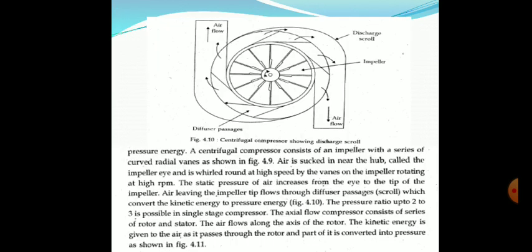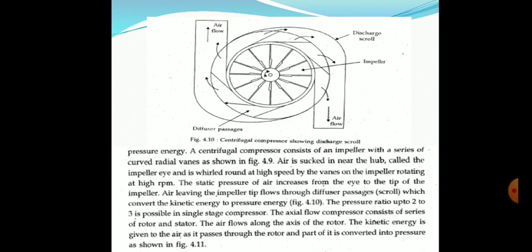pressure energy. The centrifugal compressor consists of an impeller with a series of curved radial vanes as shown in the figure. Air is sucked in near the hub, called the impeller eye, and is whirled round at high speed by the vanes on the impeller rotating at high RPM. The static pressure of air increases from the eye to the tip of the impeller. Air leaving the impeller tip flows through the diffuser passages, which convert the kinetic energy to pressure energy. A pressure ratio of up to 2 to 3 is possible in a single stage compressor.